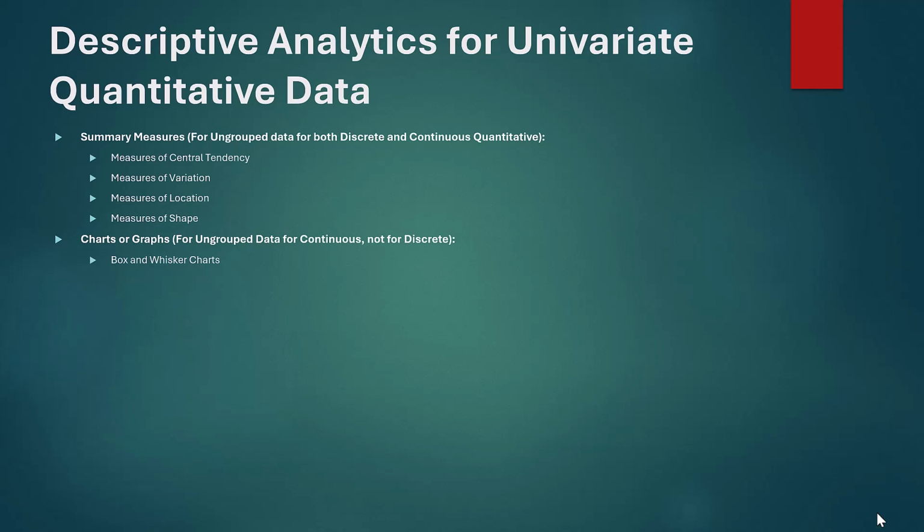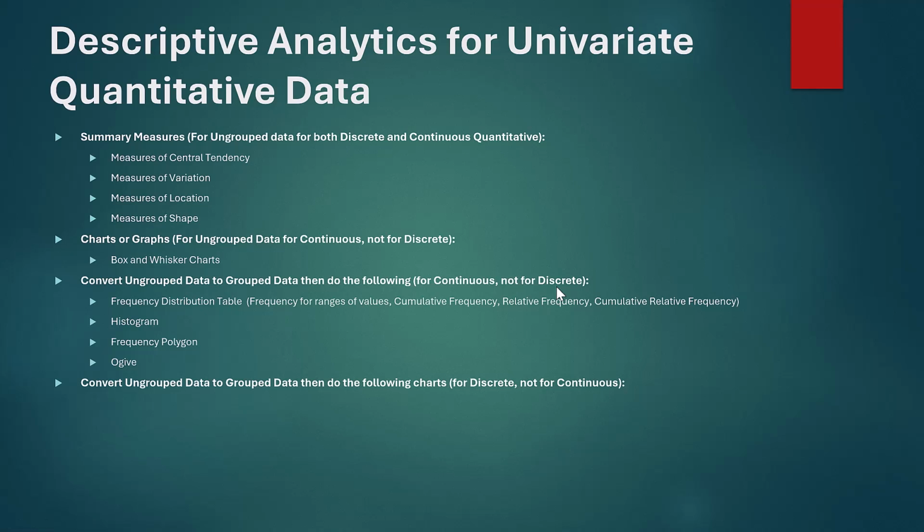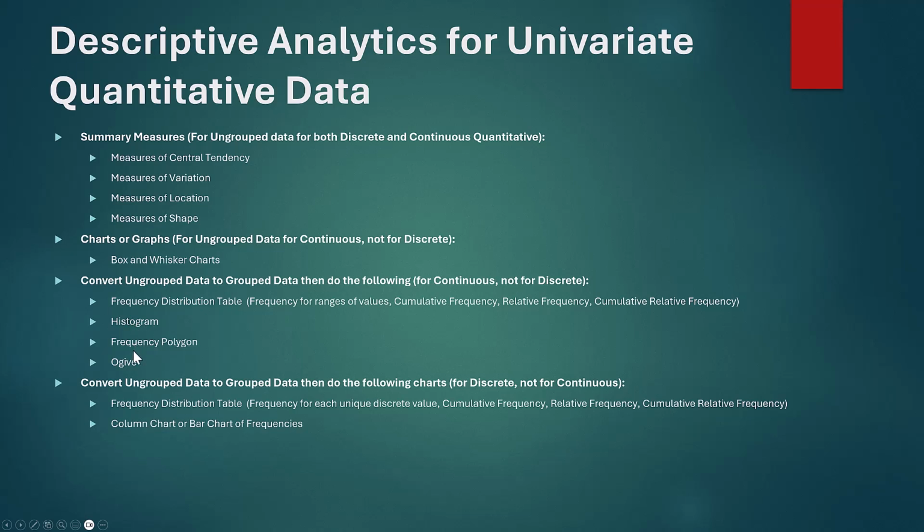To do more descriptive analytics, we convert the ungrouped data into grouped data. We convert it to grouped data, and then we create a frequency distribution table. We draw a histogram, we draw a frequency polygon, and we draw an ogive. Now, these four things we do only if the original data was continuous, not if it was discrete. If it was discrete, we would still convert it to grouped data and create a frequency distribution table and column chart or bar chart of frequencies. We will not do histogram, frequency polygon, and ogive here.